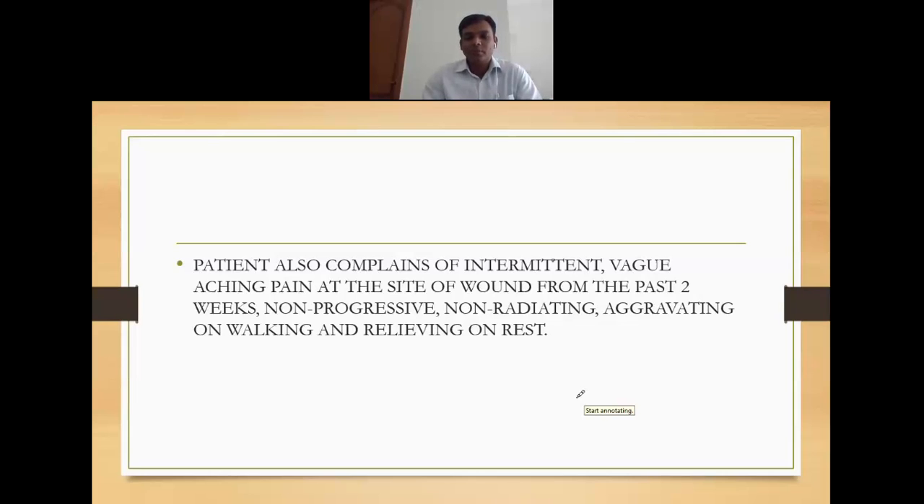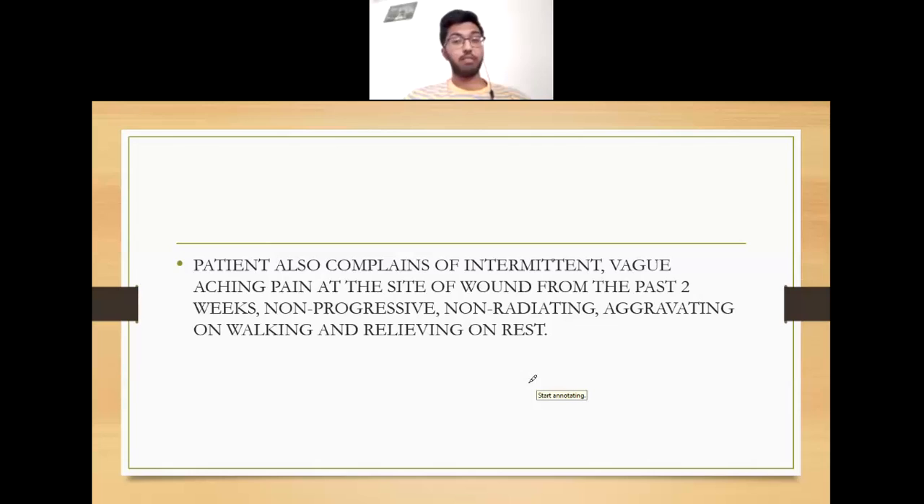Okay. So here you would have told there is pain, and what type of pain? Obviously, you will tell it is dull aching, it aggravates on walking, and it relieves on resting. And you will also tell it is non-progressive, non-radiating, all of those. So here, what is the importance of pain when he has a wound? What do you think this pain is coming from?